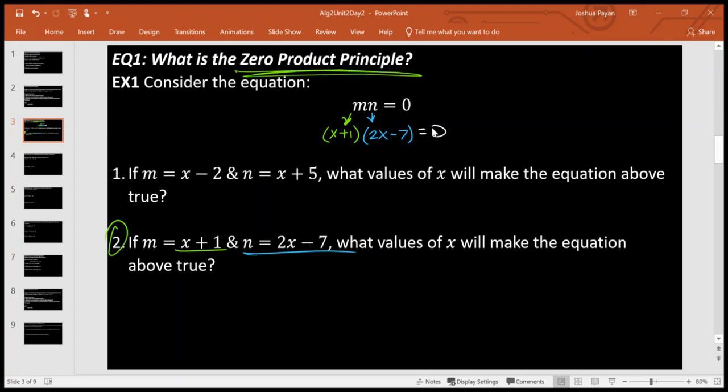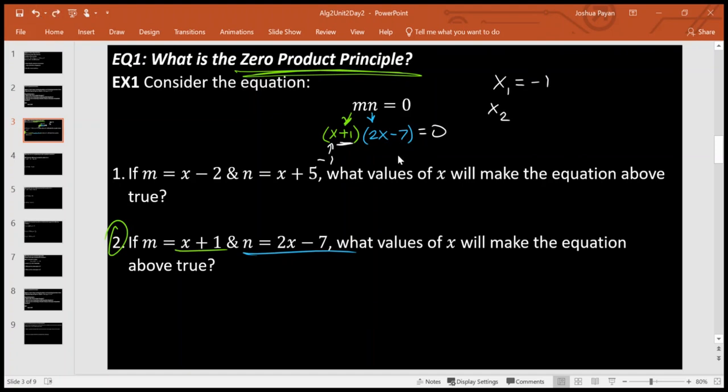Okay, so the left one is pretty obvious. We cannot have negative 1, or else we get a 0. Negative 1 plus 1 is going to give me 0. Doesn't matter what happens over here, 0 times anything is still going to give me 0. So I know one of my solutions is going to be negative 1. But what about my second solution? This one's not so obvious.